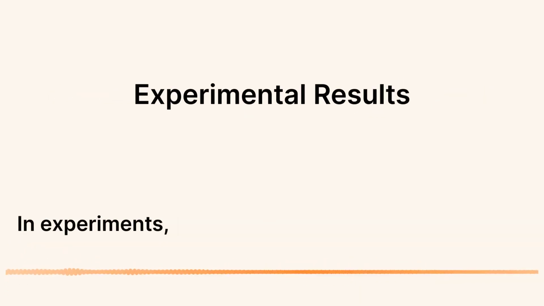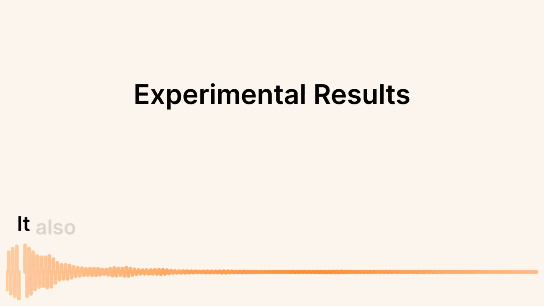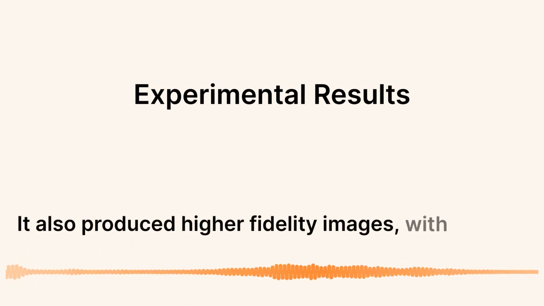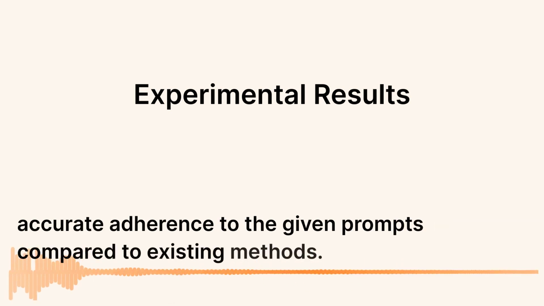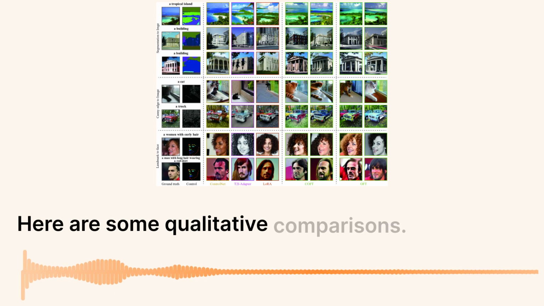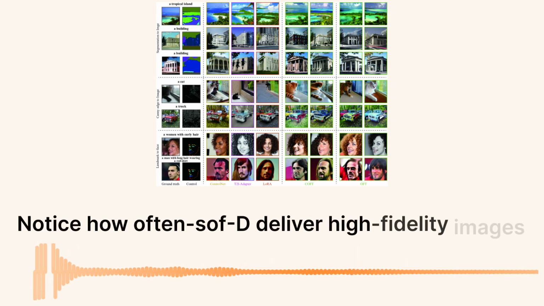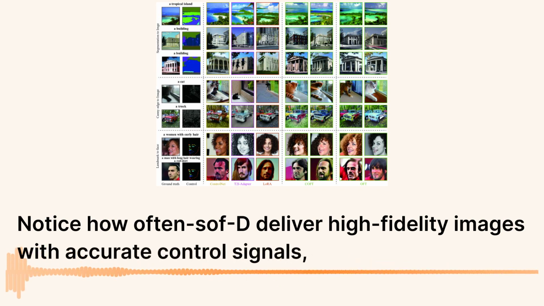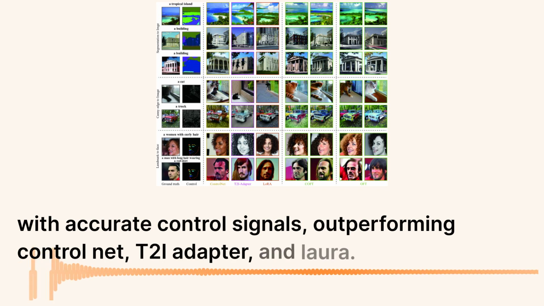In experiments, OFT consistently showed better convergence and stability. It also produced higher fidelity images with more accurate adherence to the given prompts compared to existing methods. Here are some qualitative comparisons. Notice how often OFT delivers high-fidelity images with accurate control signals, outperforming ControlNet, T2I-Adapter, and LoRA.